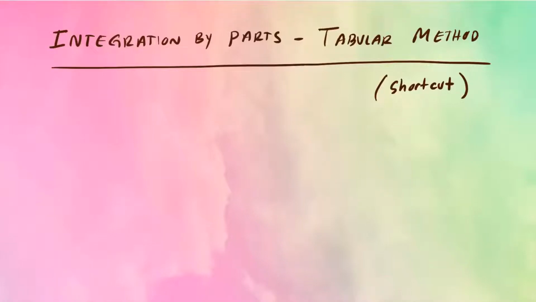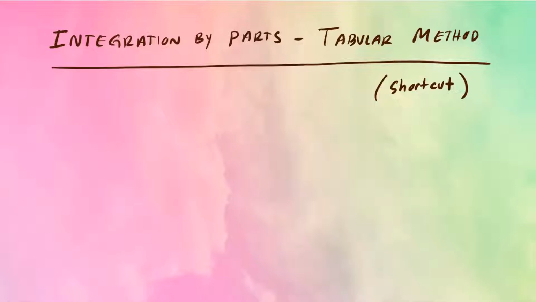Welcome everyone. In this video, we're going to discuss integration by parts. That's one of the techniques of integration. We're going to discuss the tabular method, which is a shortcut to integration by parts. When you use integration by parts more than once, you might want to use this method rather than going through integration by parts. Here's the idea.